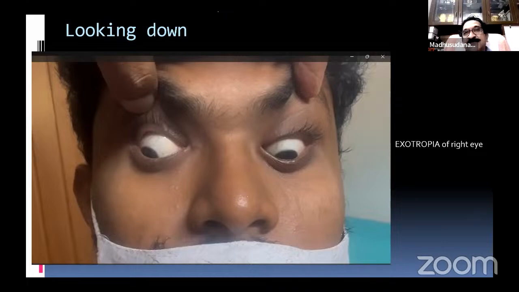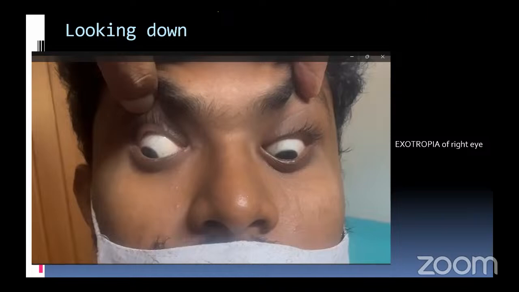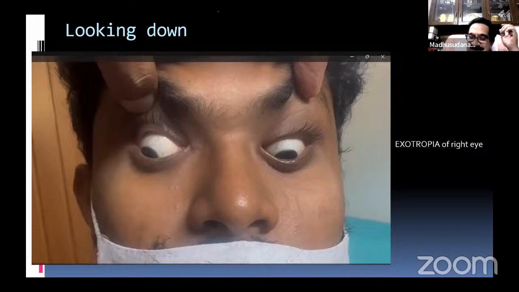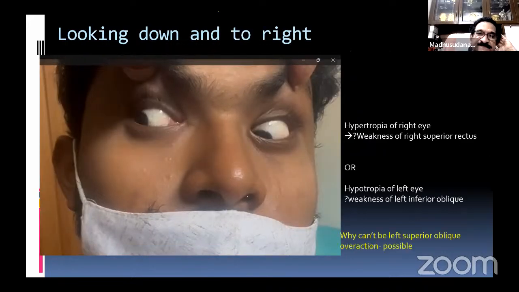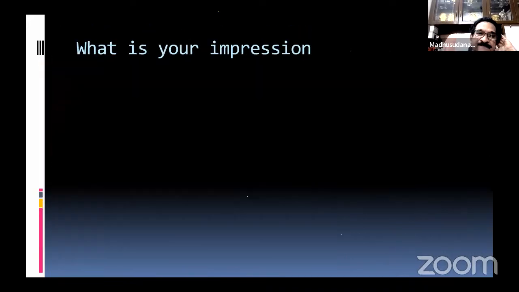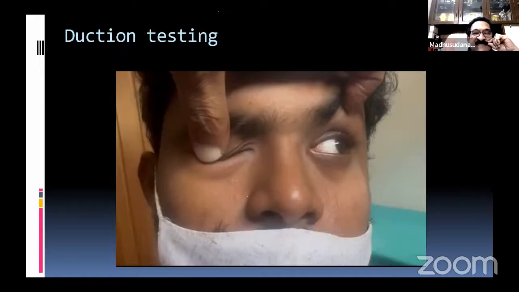Now, what test will you do to differentiate whether it is a concomitant squint or a paralytic squint? Cover, uncover. Okay, cover, uncover. Duction movement. We will come to the cover test later, but first do the duction movement. So in duction movement, what will happen? If it's a concomitant squint, there will not be a restriction in any direction. There is a full range of ocular movement in either eye. So let us see the duction movement. So let us say duction testing.